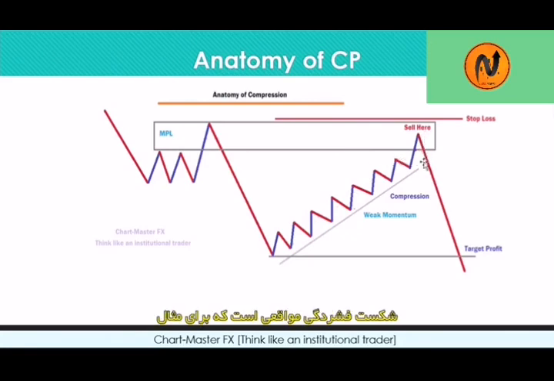Break into compression is whereby you see this market is creating some higher highs here, and you can see this low. Once this low is broken, then that's what we call break into compression. Once this is engulfed, then that's what we call break into compression.